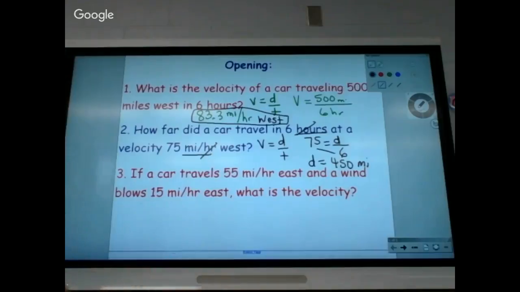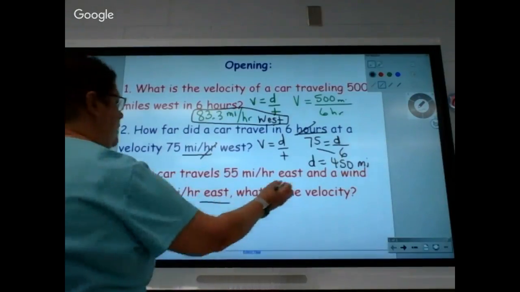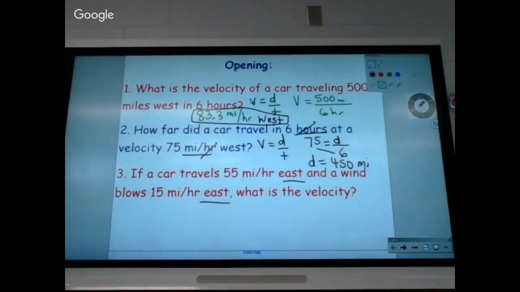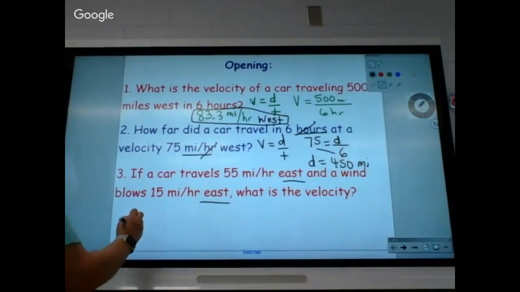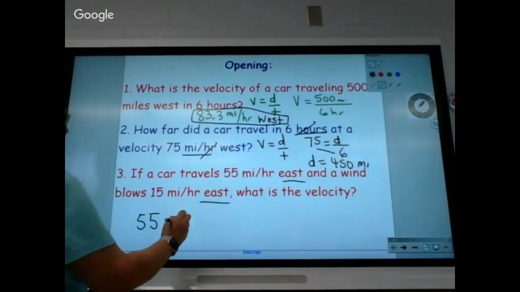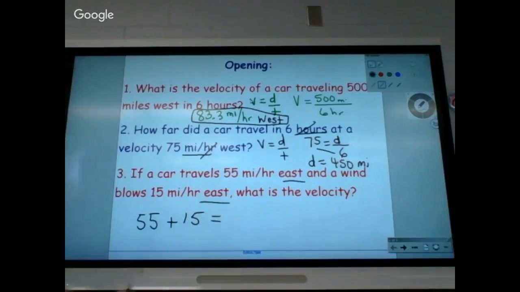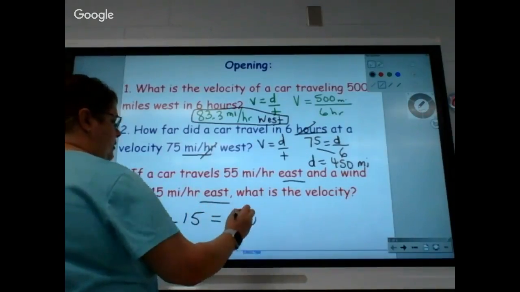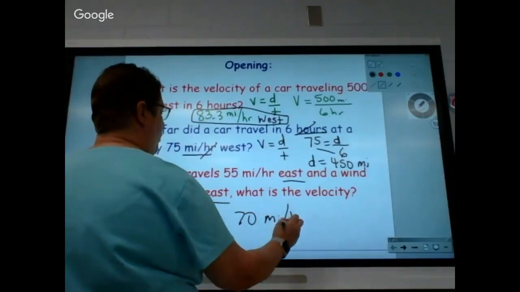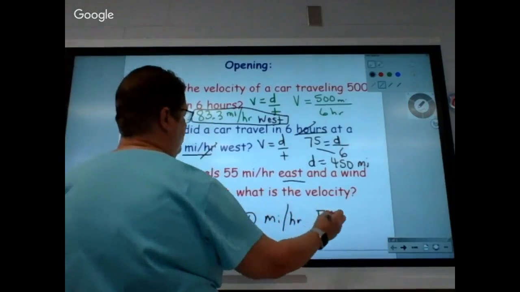Okay. This is one of those combining velocities. I gave y'all 2 velocities. The question is, are the 2 velocities going in the same direction or different directions? Because they both say east, they're going the same direction. So you're going to do what with them? Add them together. So 15 plus 55 is 70 miles per hour east.